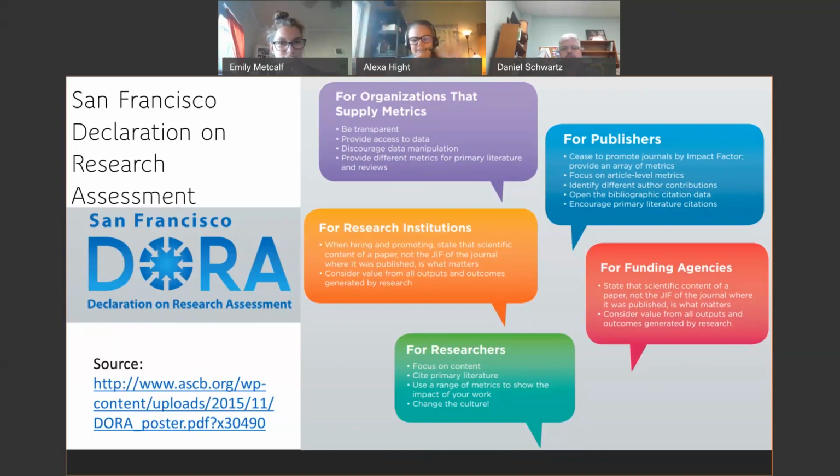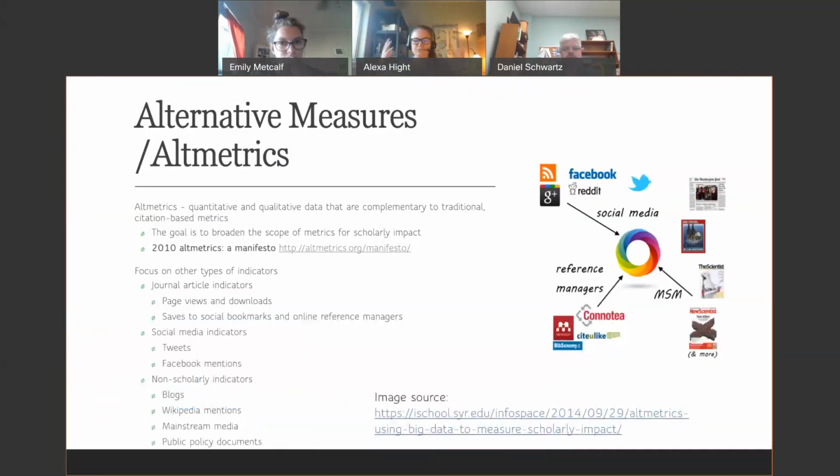So it's really an ecosystem. Scholarly communication is an ecosystem. We all rely on each other. And so in order to change the focus, everyone has to play their part. So in terms of how do we measure people's work then, this is where alternative measures, or Altmetrics, comes in.